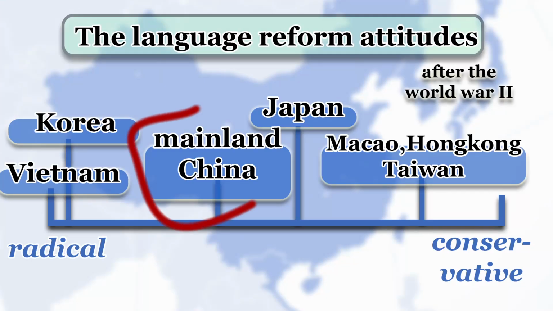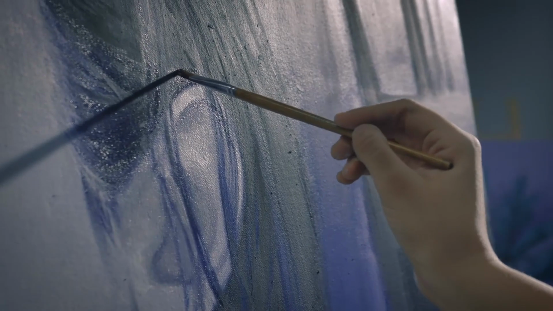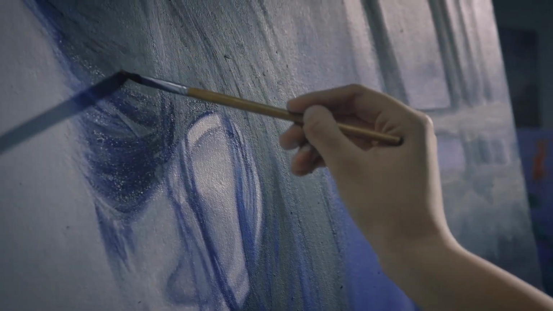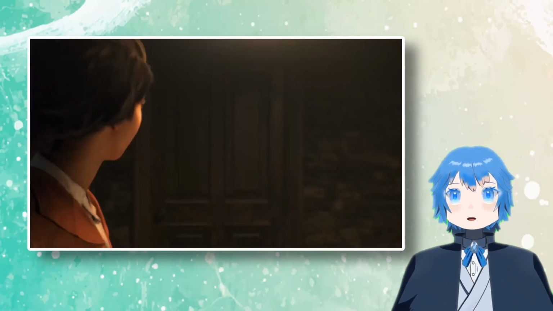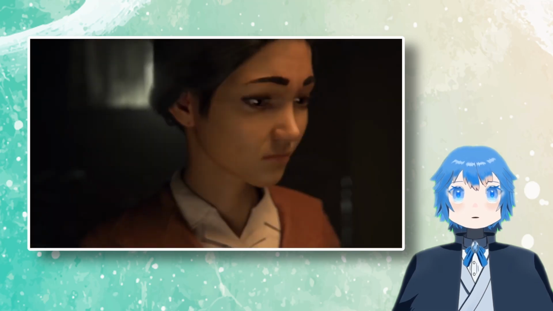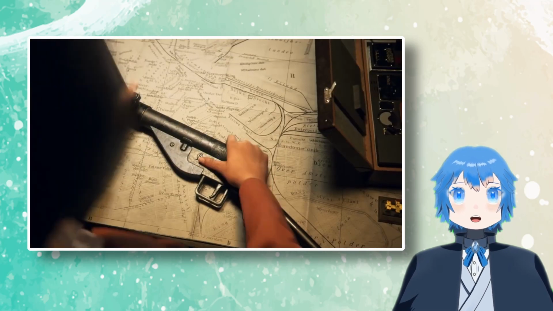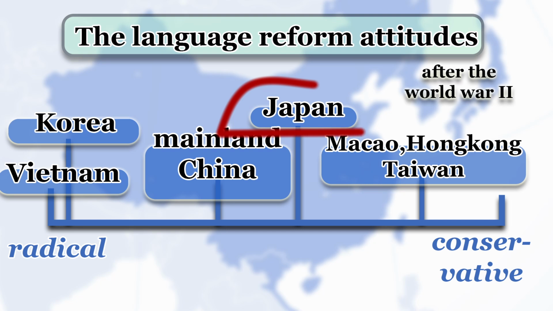And the next one is mainland China. It preserved the Chinese characters but adopted a very radical strategy. The reason for simplifying was to reduce the number of strokes and to lower the cost of learning Chinese characters. Japan is somewhere in the middle. It simplified Chinese, but it didn't go too wild. I will talk about it later.